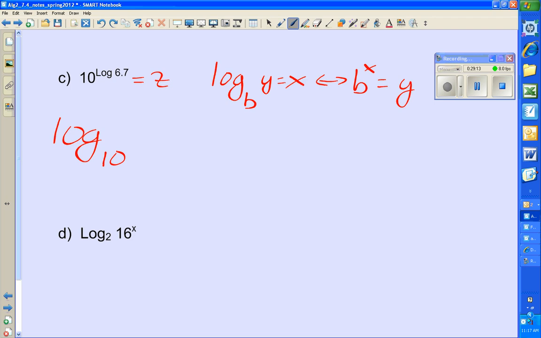Nope, it's the y spot, that's z, equals log of 6.7. That's the power spot. Remember, a log is an exponent. That's the exponent. This is the base. There's the b, right here. Equals. Goes into that spot.